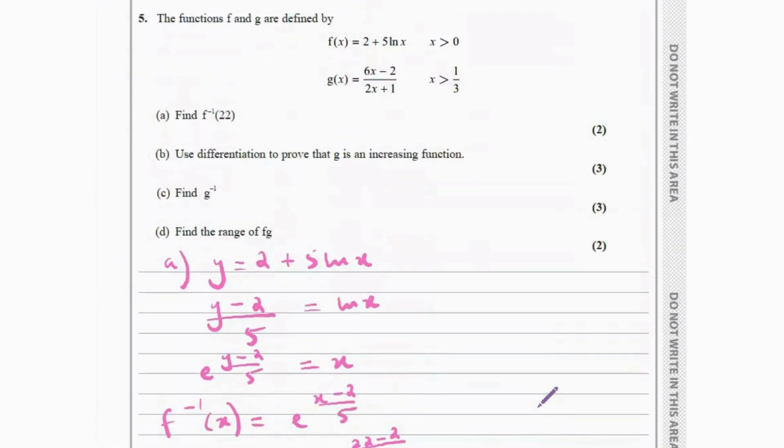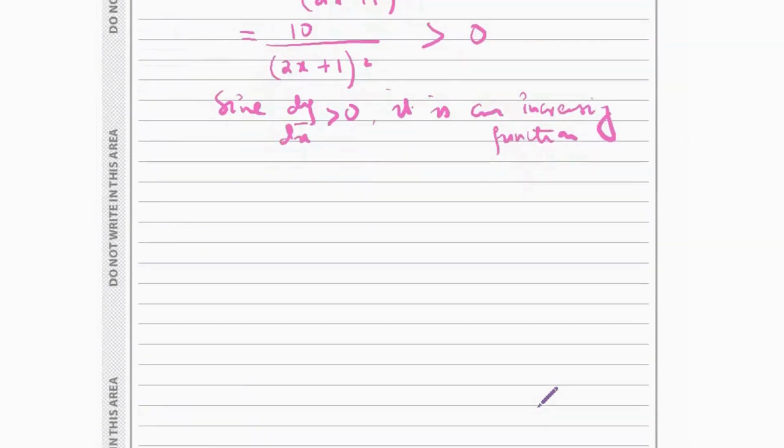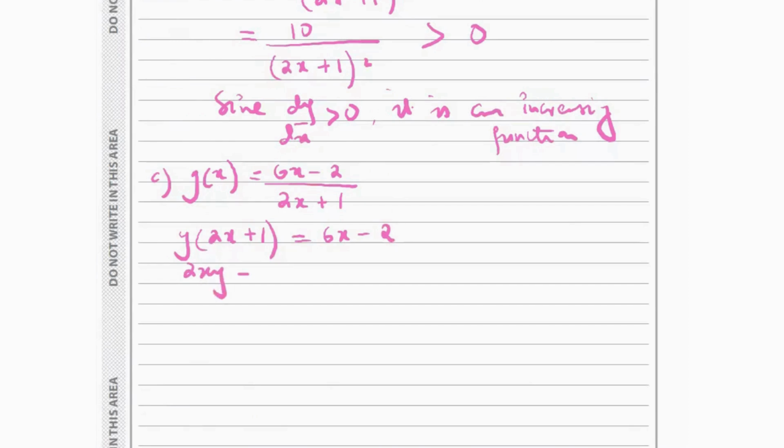Then it says find g inverse. So for g inverse, g of x is equal to (6x minus 2) over (2x plus 1). Cross multiply. y times (2x plus 1) equals 6x minus 2. 2xy plus y equals 6x minus 2. Collect the terms with x on one side. So 2xy minus 6x equals negative 2 minus y.